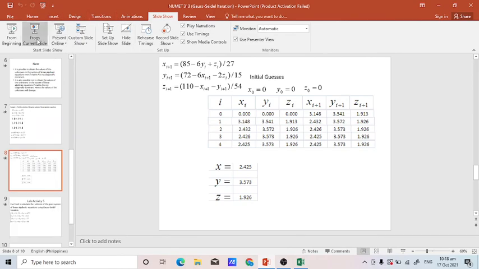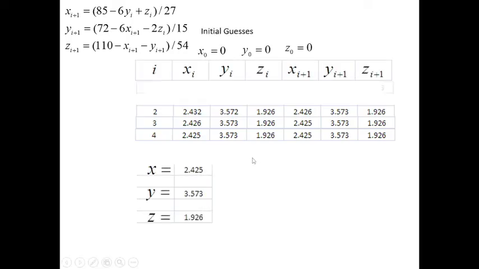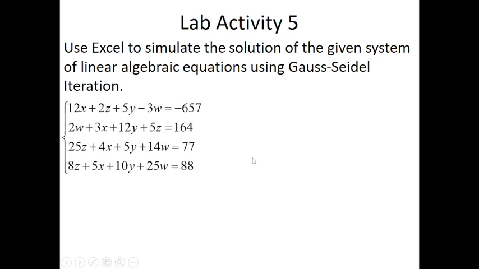there's an activity that I will provide. Here's the activity: use Excel to simulate the solution of the given system of linear algebraic equations using Gauss-Seidel iteration. Ngayon, hindi ko na kayo ipoprovide ng Excel file dito sa Gauss-Seidel iteration. Kayo na yung magde-design ng sarili nyo, basta makapag-arrive kayo sa final answer. Pwede nyo namang gayahin yung ginawa ko.